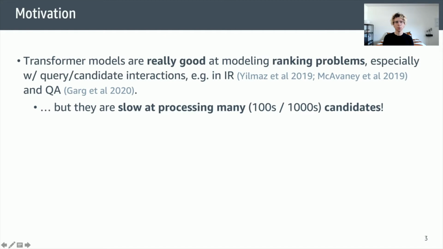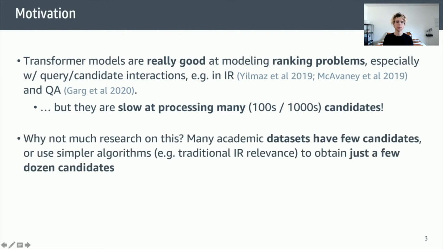To iterate a little bit more on the motivation for this work, previous research has shown that transformer models are really good at modeling ranking problems, especially when we have to model interaction between queries and candidates. This is the case, for example, in information retrieval, as well as in question answering. However, due to their complexity, transformer models are slow at processing many hundreds or thousands of candidates. There's actually not much research on this topic.